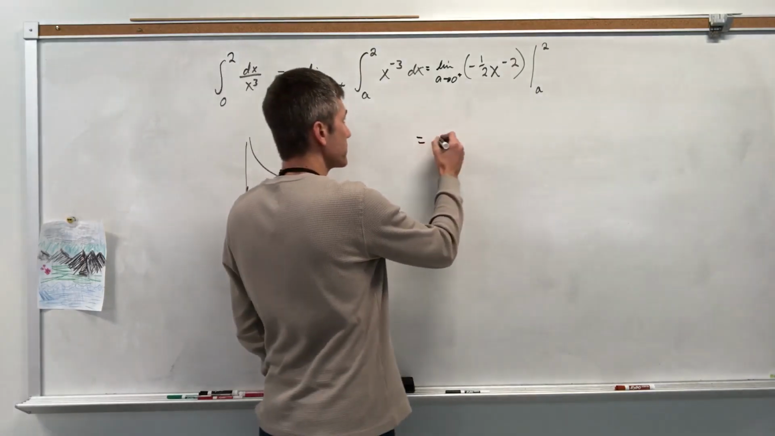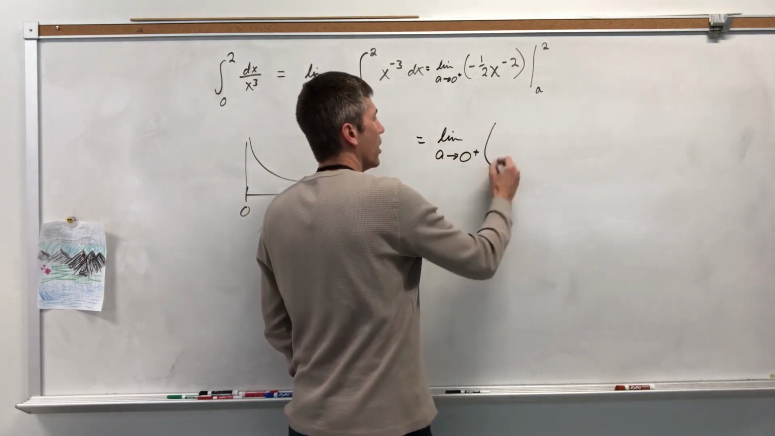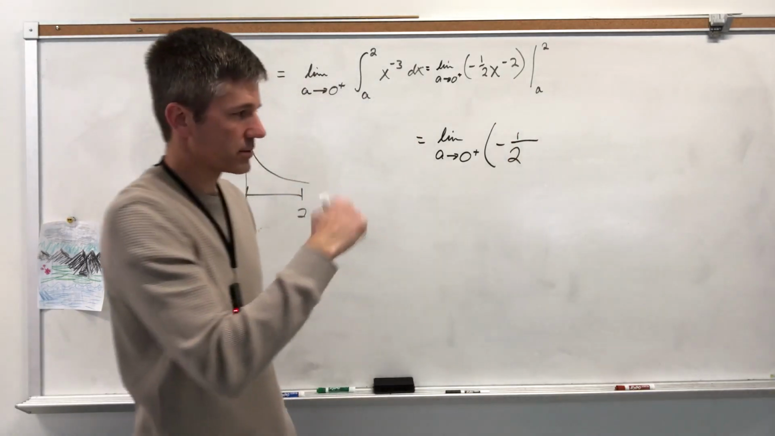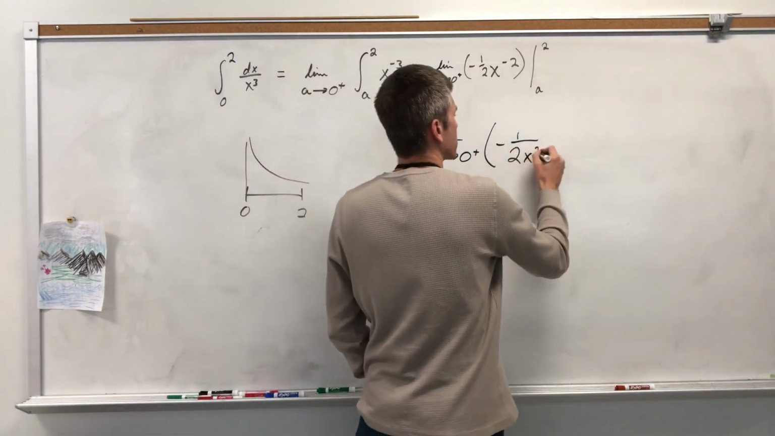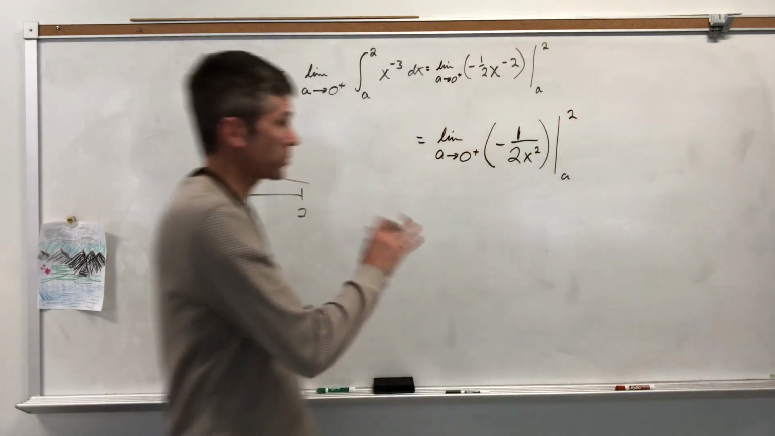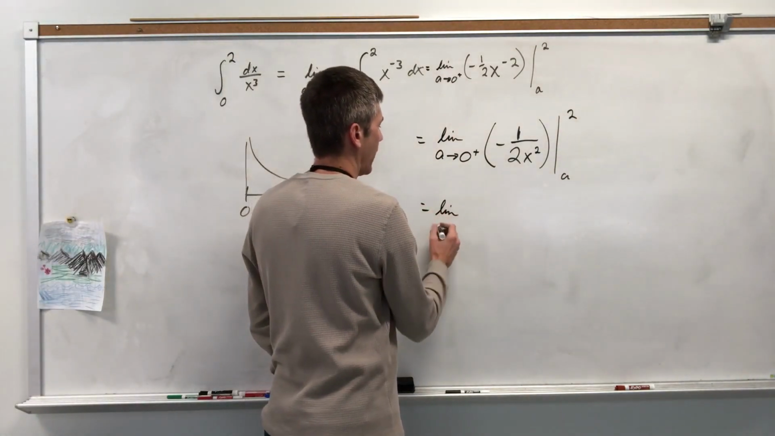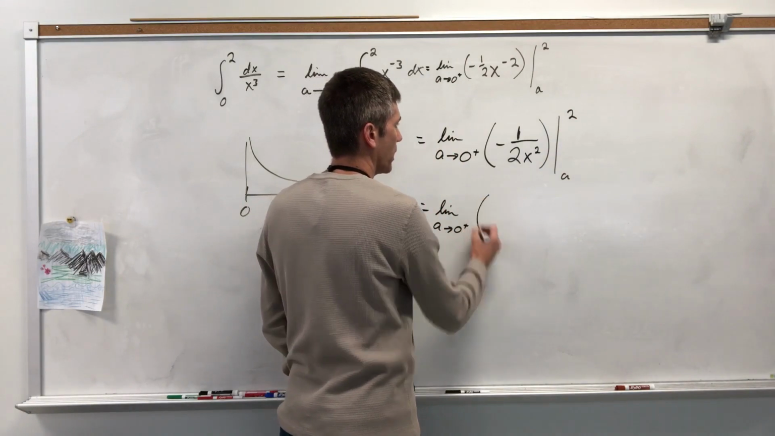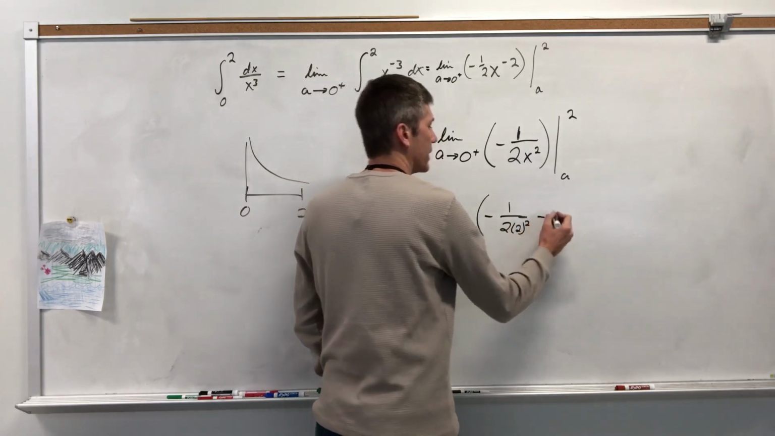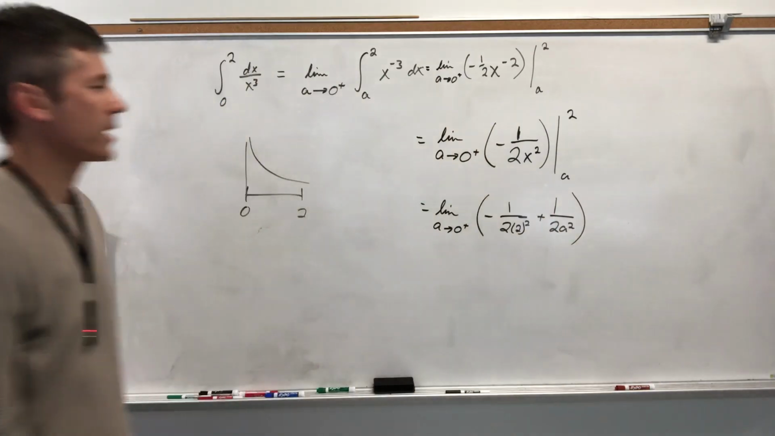So let's go. The limit as a approaches 0 from the right of negative 1/2 x to the negative 2, that's going to be x squared. I'm going to do a little rewrite on it, because it's just going to make it easier to deal with later. Put the negative exponent back where it belongs. And we'll have the limit as a approaches 0 from the right of negative 1 over 2 times 2 squared, that'll be negative 1/8, minus negative 1 over 2a squared. Okay, that's what we have.